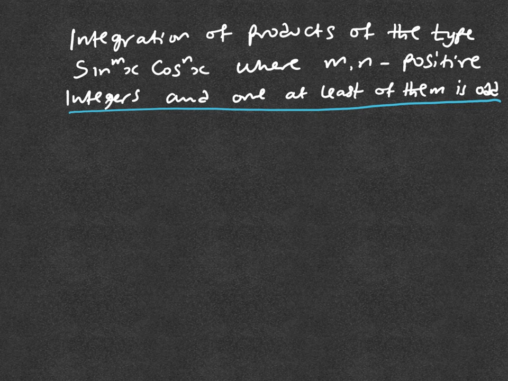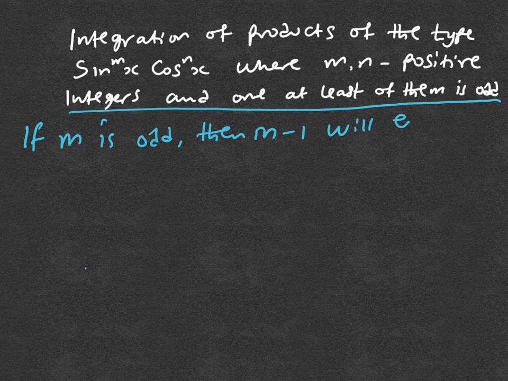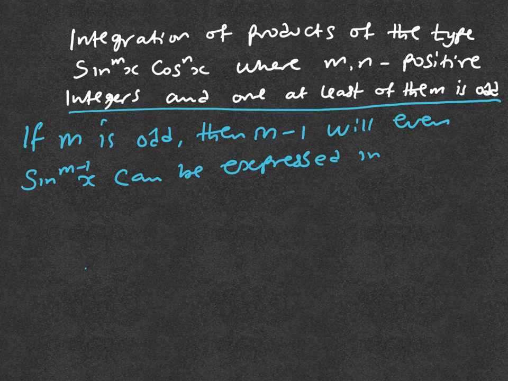If m is odd, then m minus 1 will be even. So what does it mean? It means that the sine of m minus 1 of x can be expressed in terms of cosine of x. So what will be the method?